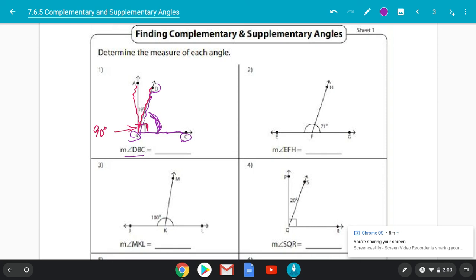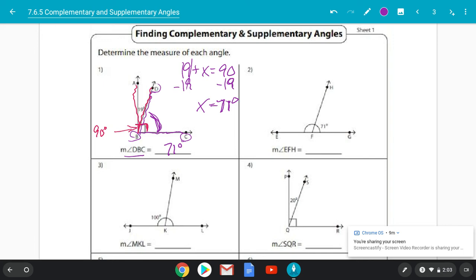So my one angle is given to me as 19. We're looking for the other, and they are complementary, so they total 90. So I'm going to say 19 plus what equals 90. Solving this one-step equation, I'm going to subtract 19 on both sides, and I'm going to get x equals 71 degrees. So we're going to get 71 degrees.